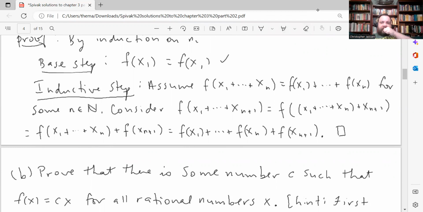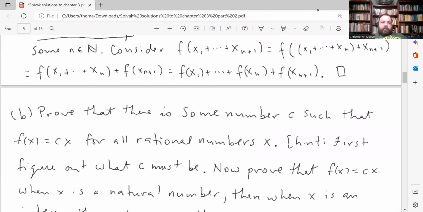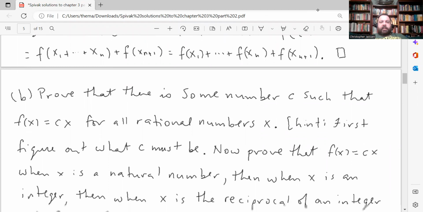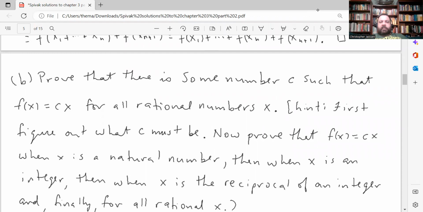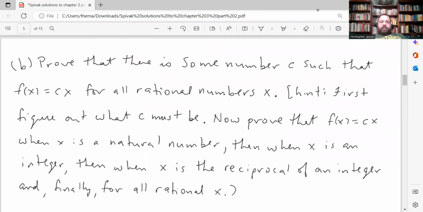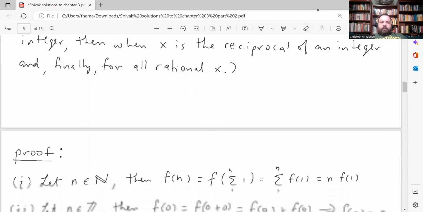Part B says, prove that there is some number c such that f of x equals cx for all rational numbers x. And he gives a nice hint here for this because it's kind of complicated. The hint says first figure out what c must be. Now prove that f of x equals cx when x is a natural number, then when x is an integer, then when x is the reciprocal of an integer, and then finally for all rational x. So that's what I did, and I did it in that order. So let's take a look at that.